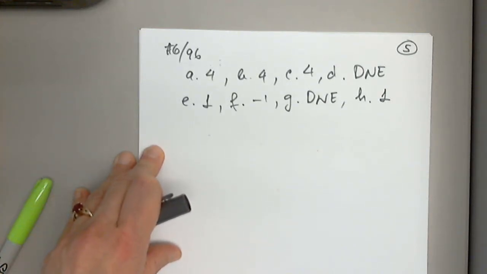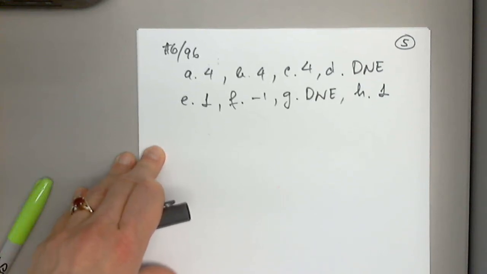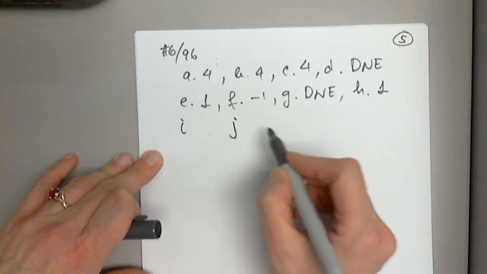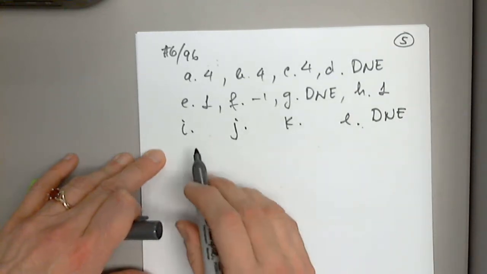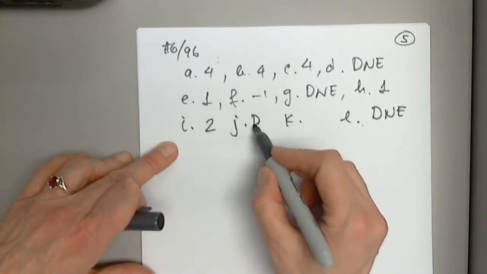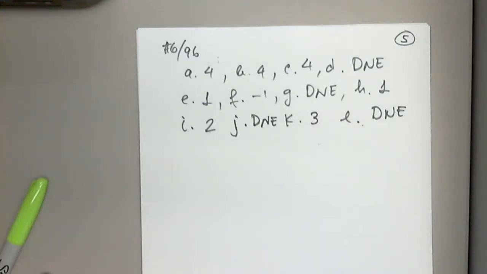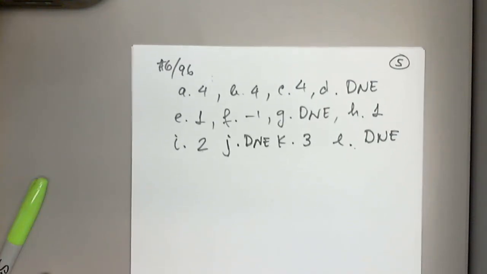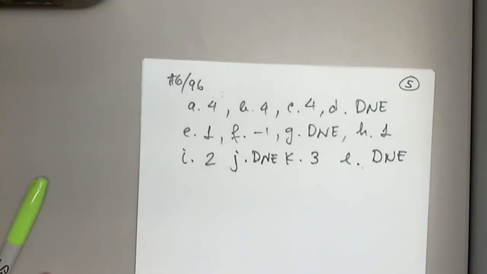Oh, yeah. No, what else do we have? I, J, K, and L. Good. I, J, K, and L is d and e. Okay. I, 2. J, does not exist. And this was 3, right? Okay, very good. Sorry about that. Good. Any questions on limits?